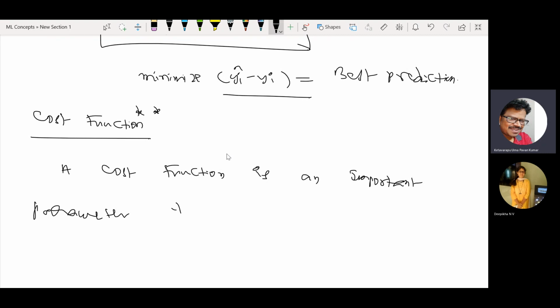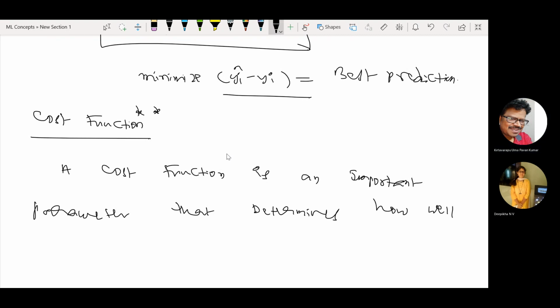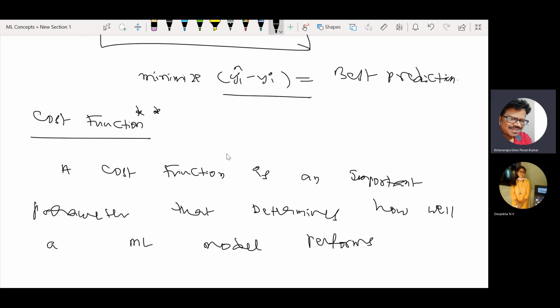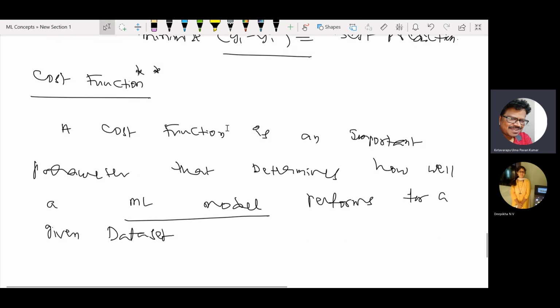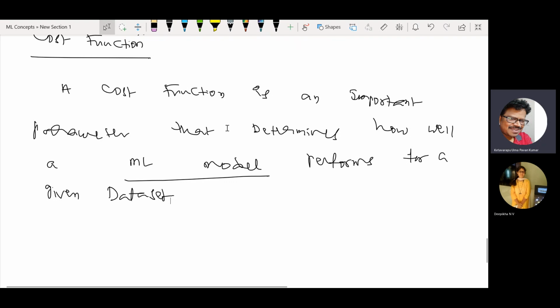that determines how well a machine learning model performs for a given data set. That means, suppose I am giving a particular data set, whether the model is doing really well or if it is doing somewhat differently, all these things can be observed through a cost function.